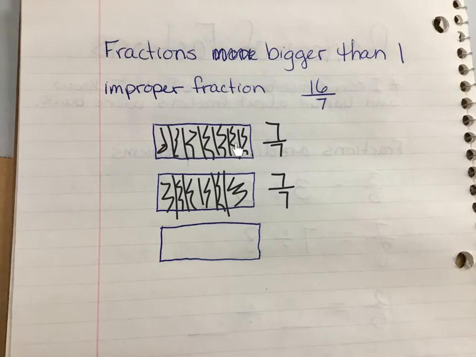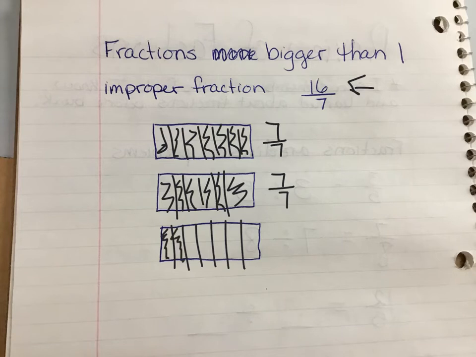Okay, so I had 1 whole, 2 whole, but that used 14/7. So I still need to divide this last whole into groups of 7. But I had 16. I used 7 here, I use 7 here, I use 7 here. I only need to color in 2 more because that's how many I had left.